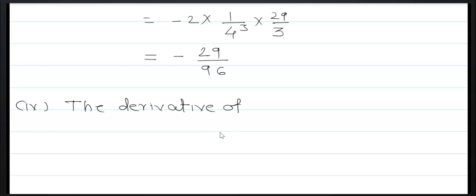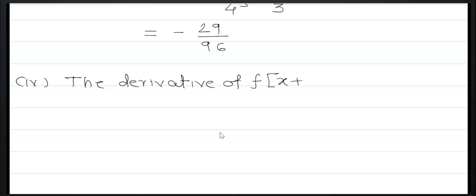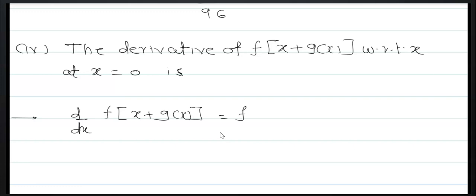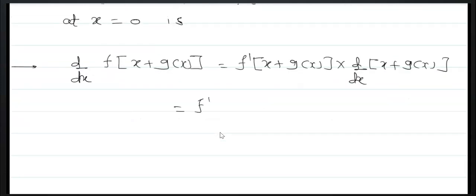Now next is the derivative of f of x plus g of x with respect to x at x equals 0. d/dx of f of x plus g of x is f dash of x plus g of x into d/dx of x plus g of x, that is 1 plus g dash of x.